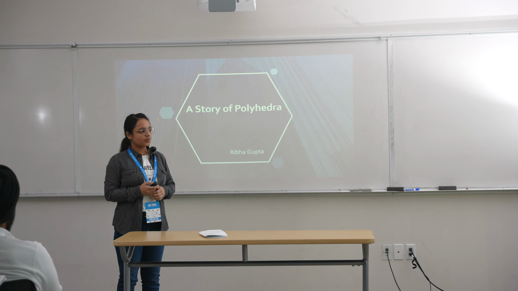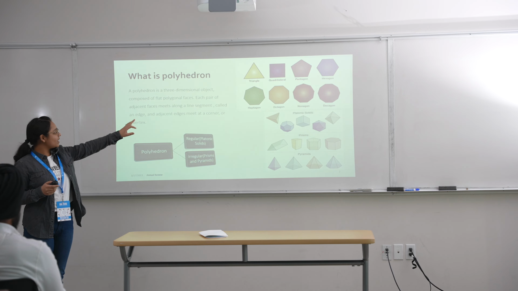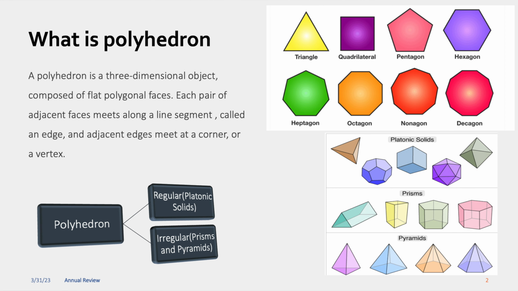Myself Ribha, and today I'll tell you a story of polyhedra. So, to begin with, first of all, what is a polyhedron? A polyhedron is a three-dimensional object which is composed of flat polygonal faces, and each pair of adjacent faces meet along a line segment which we call an edge, and adjacent edges meet at a corner which we call a vertex.